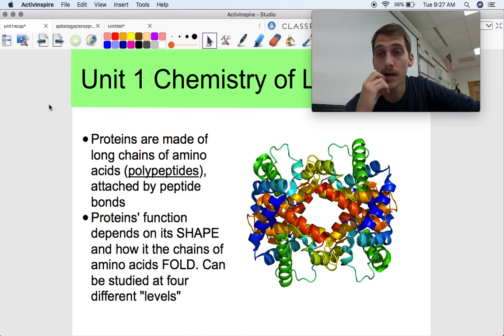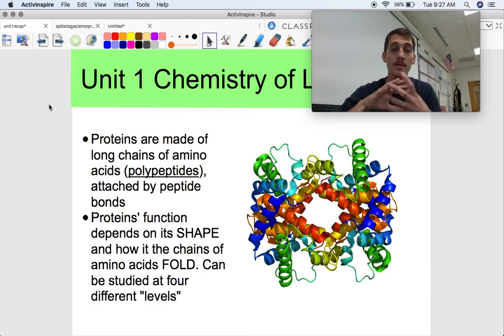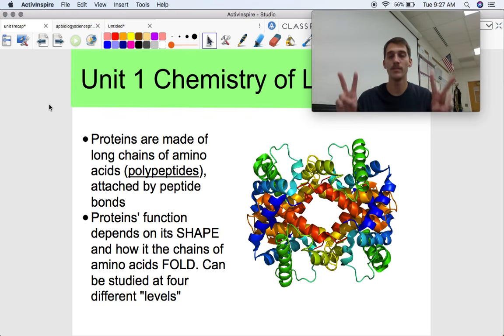And what a protein does, proteins do pretty much everything. They have so many different functions. There's so many different kinds of proteins. And the reason why is that proteins are so varied because of the way they're shaped and the way that they fold over one another. These amino acid chains fold over one another. And this structure of a protein can be studied at 4 different levels here that determine how it's shaped and how it folds, and thus, thereby, what its function is in living things.